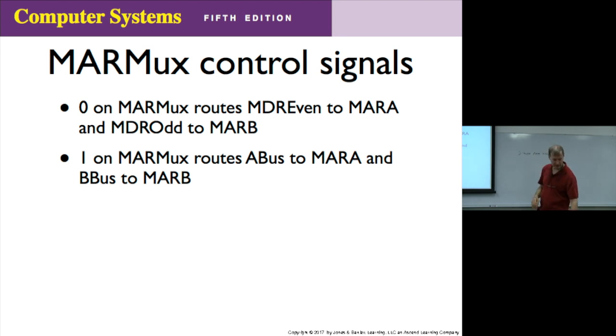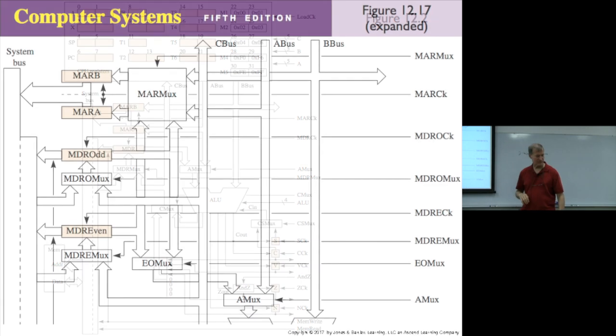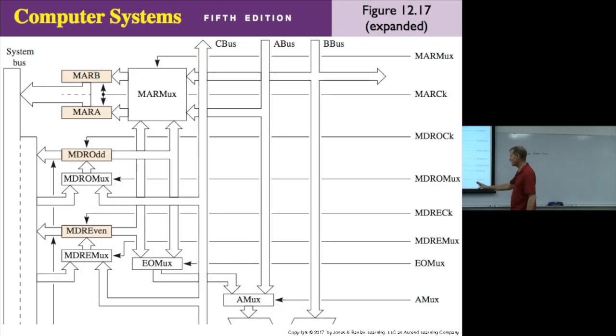So, let's go back. What is our usual convention? On a MUX, what's our usual convention? Left, zero means what? Left input. One means what? Right input. Like here, zero on EO MUX means coming from MDR even. One on EO MUX says that we're coming from MDR odd.